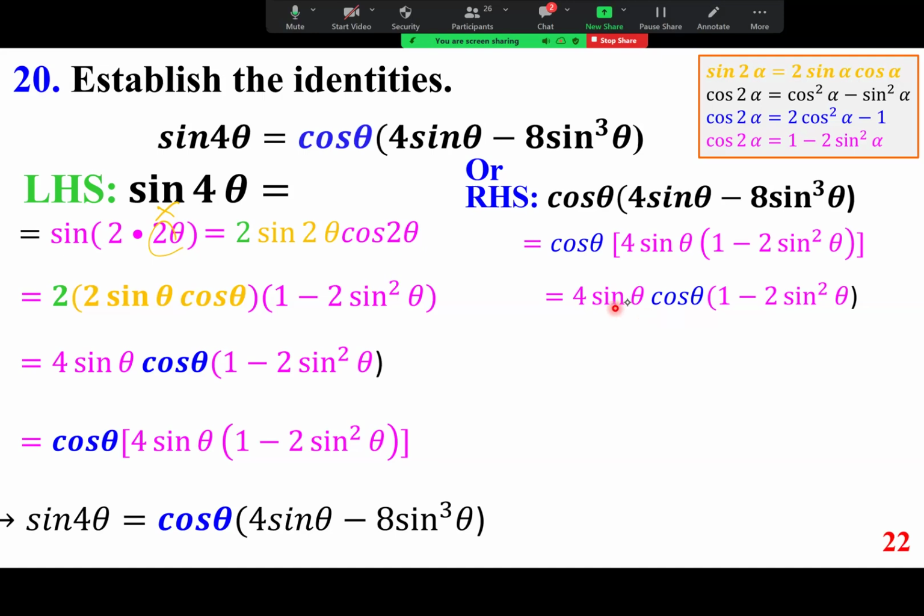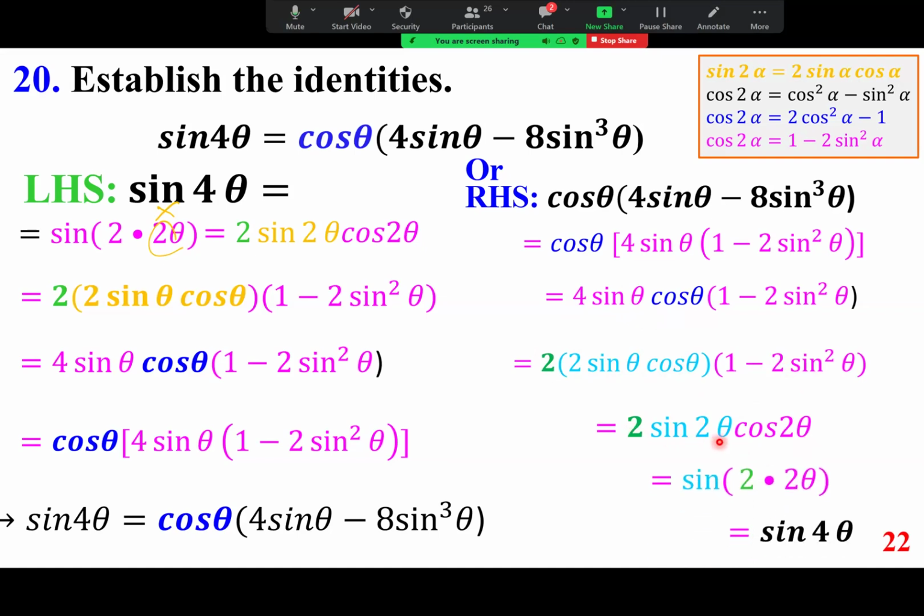So if you cut this into 2 times 2, so 2 times 2 sine theta cosine theta, this is clearly sine of 2 theta. So 2 times sine of 2 theta, and this is cosine of 2 theta. So this is sine of 2 theta, this is cosine of 2 theta. And that makes it, let's say it's x. 2 sine x cosine x is sine of 2x, sine of 2 times 2 theta, or sine of 4 theta. And believe it or not, that's the proof.